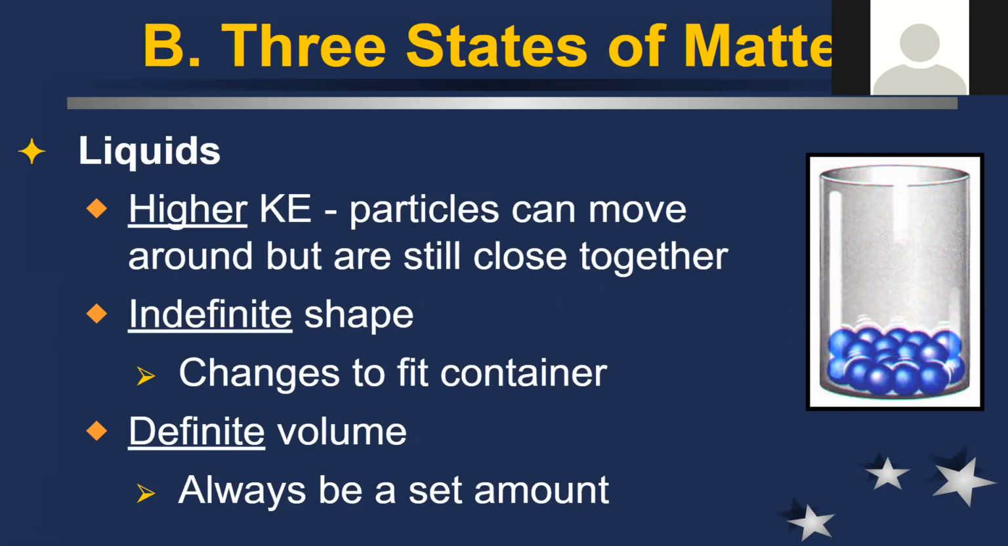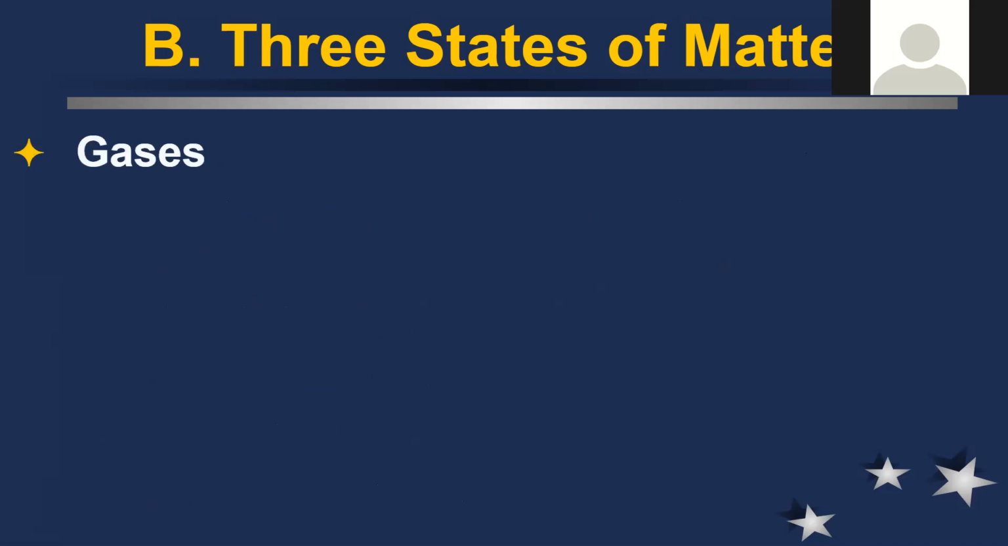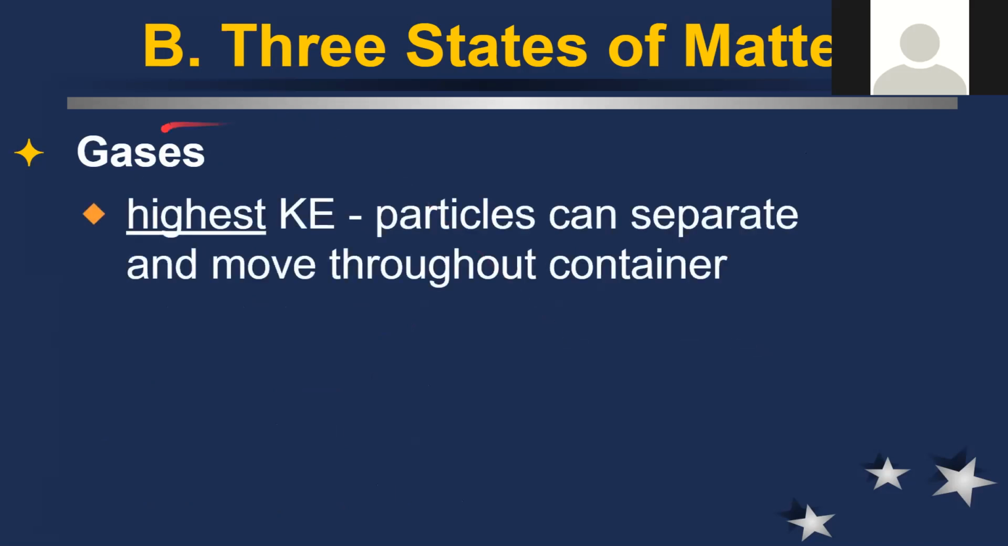So liquids, more energy than solids, don't have a set shape, but they do have a set volume. And then lastly, if you're following along, you might be able to guess that if we started with solids and went to liquids, our next state of matter and the last one that we're going to focus on today are gases. So gases have the highest kinetic energy out of these 3, right? They have very fast moving particles that can separate and move all around the room, the air, wherever you are.